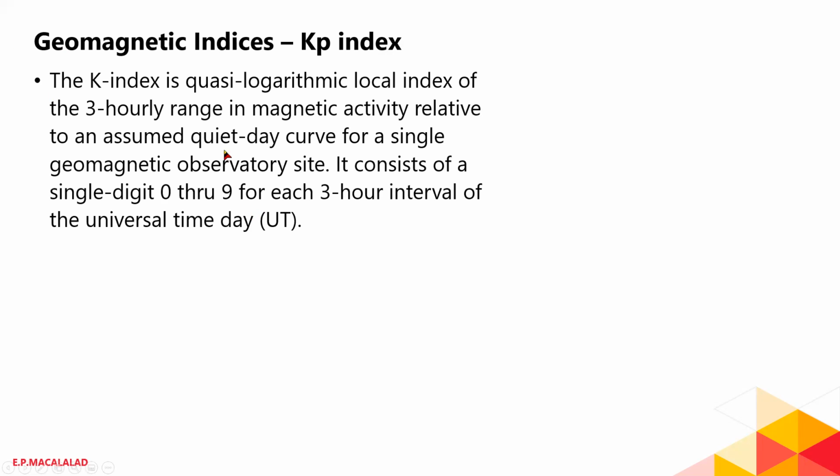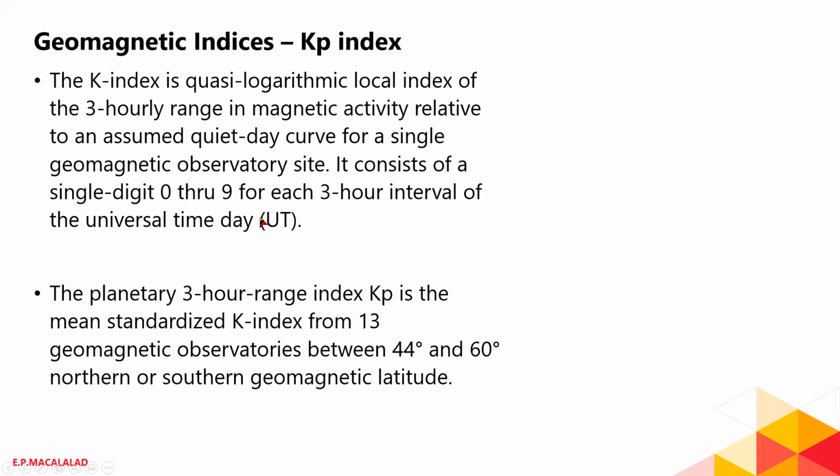So the K index is a quasi-logarithmic local index with a 3-hour range. Usually we have a K index every 3 hours. It basically consists of 10 digits, 0 through 9, over an interval of 3 hours in the universal time day. The planetary K index, or KP index, is the mean standardized K index from 13 geomagnetic observatories, anywhere between 44 degrees to 60 degrees in the north and south geomagnetic latitude.